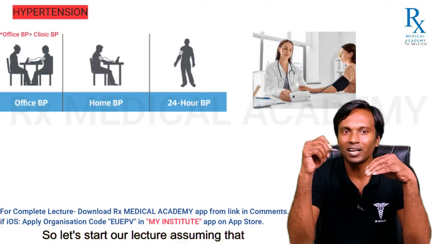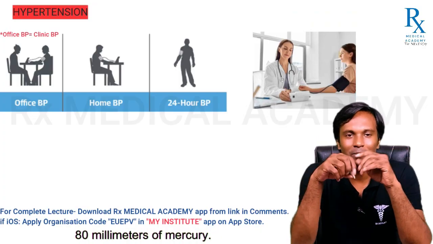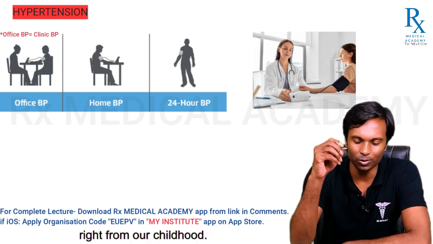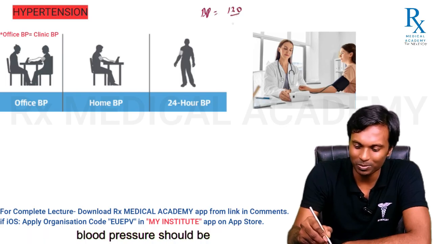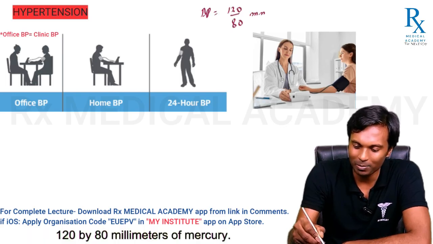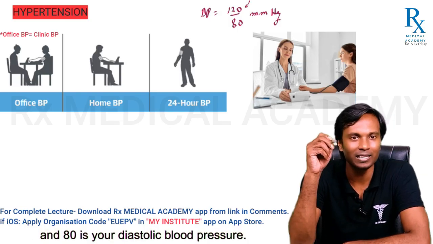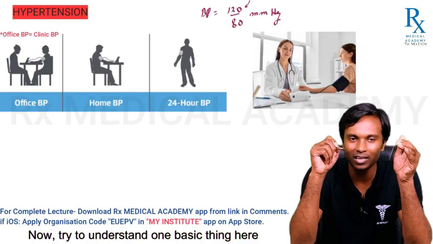Right. So let's start our lecture assuming that your normal blood pressure should be 120 by 80 millimeters of mercury. We have been studying this particular data right from our childhood. So as of now, let's assume that your normal blood pressure should be 120 by 80 millimeters of mercury. 120 should be your systolic blood pressure and 80 is your diastolic blood pressure.